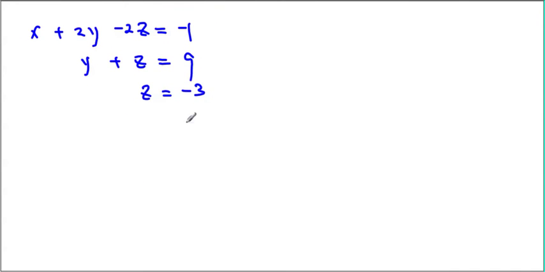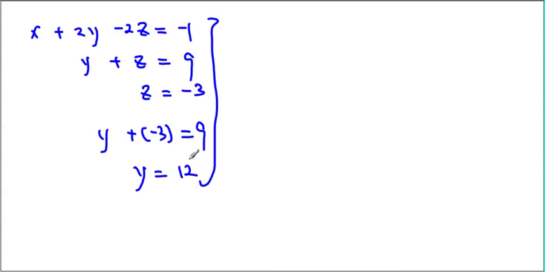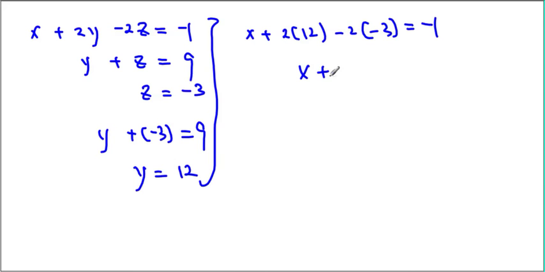So what we end up getting is, by plugging in negative 3 in place of z, y plus negative 3 is equal to 9. That means y is equal to 12. Then putting these two values into the first equation, we get x plus 2 times 12 minus 2 times negative 3 is equal to negative 1. Once you calculate this, this is 24, and this one is positive 6, so we get x plus 30 is equal to negative 1, then x equals negative 31. That's how we can solve it.